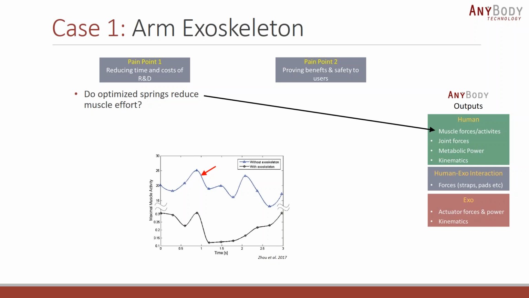So the simulation was able to force its muscles to violate this maximum activity cap, just to be able to sustain this motion somehow. But when they used the exoskeleton with the optimized spring stiffnesses, the activity dropped all the way down, with the maximum activity peaking somewhere around 0.3. So the answer to the question was yes, the springs did indeed reduce muscle effort.